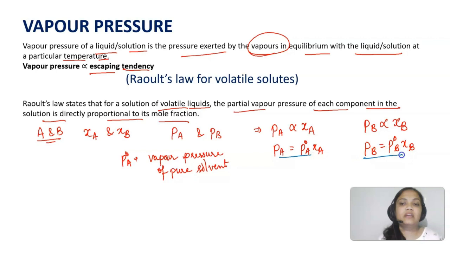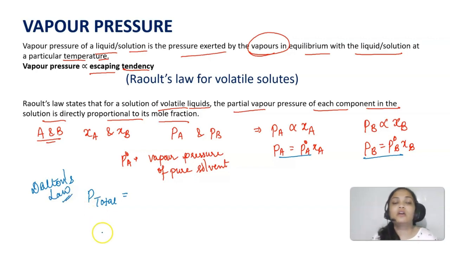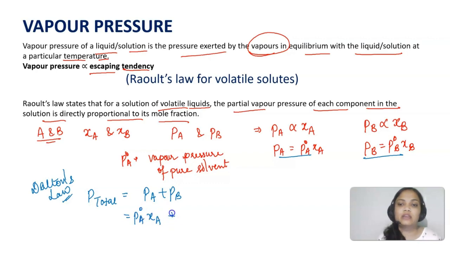So now PA and PB, these are the partial vapor pressures of each component. If I want to find out the total vapor pressure of that solution, how will I find it? I will apply Dalton's law of partial pressure. In Dalton's law, the total pressure is the sum of the partial pressures of all the components. So I will put it like this: P naught A XA plus P naught B XB.